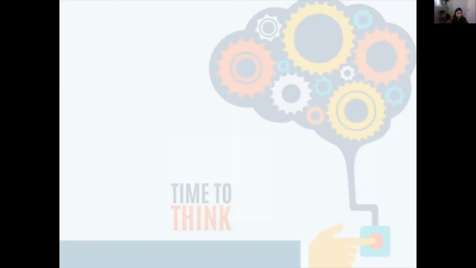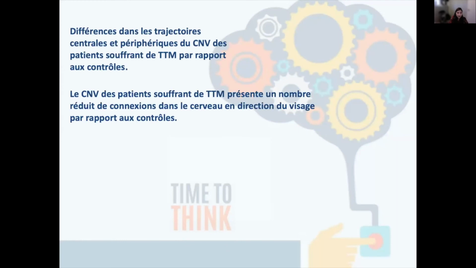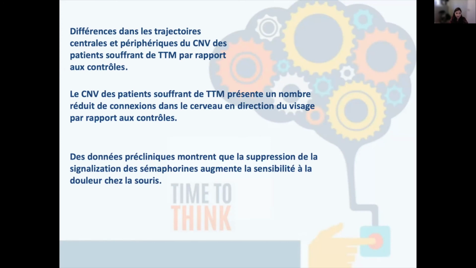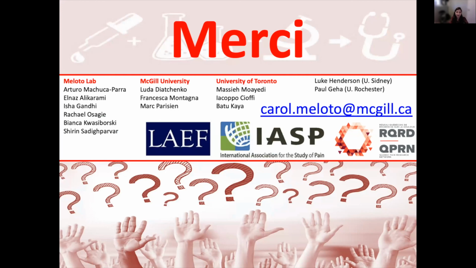So what we have for discussion is that there is a difference in the central and peripheral trajectories of the CNV in TMD patients compared to the control. The CNV of TMD patients has a reduced number of connections into the brainstem and towards the face compared to the control. Also, preclinical data shows that suppressing semaphorin signaling increased pain sensitivity in mice. So we might have the same situation in mice about the trigeminal nerve that we had in low back pain. The question still remains: is the trigeminal nerve the one to blame for TMD? We are still working on this project, so hopefully we'll get in the right direction. Thank you for listening to me.